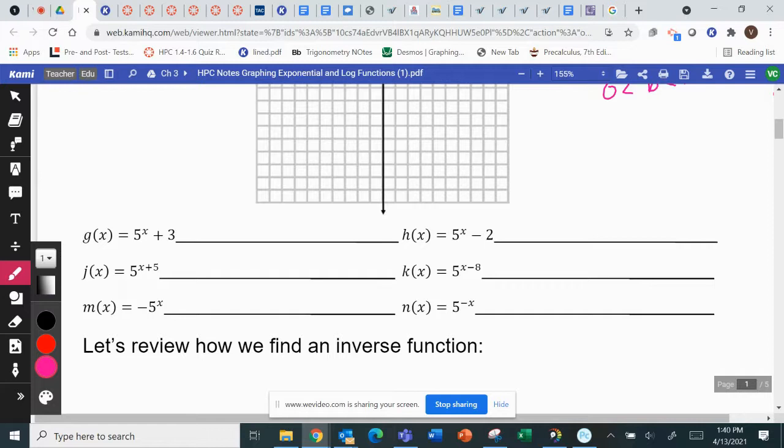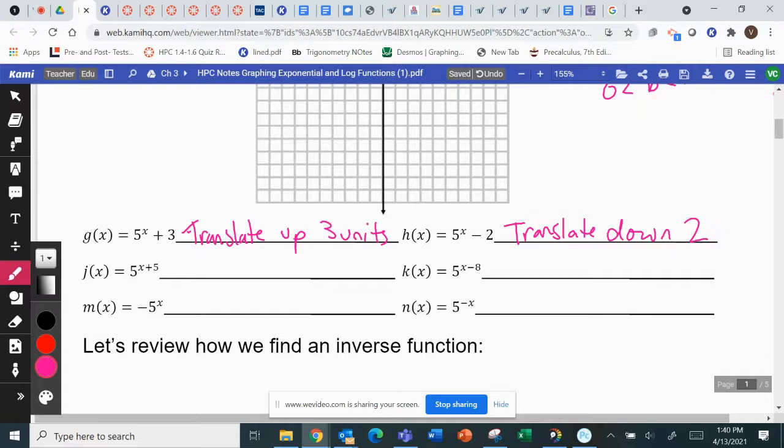It goes up 3. So this is translate up 3 units. This would be translate down. So then the next two, so up and down would be vertical. So the next two have to be horizontal.